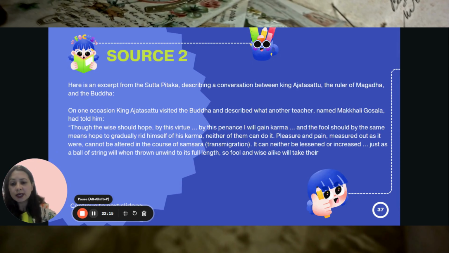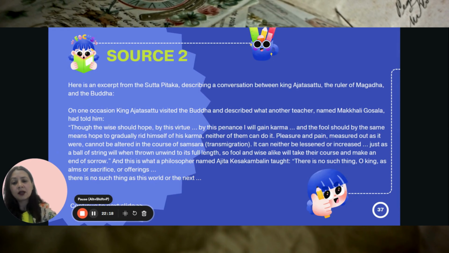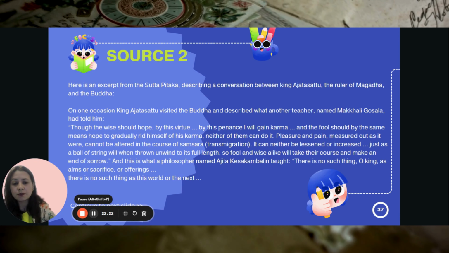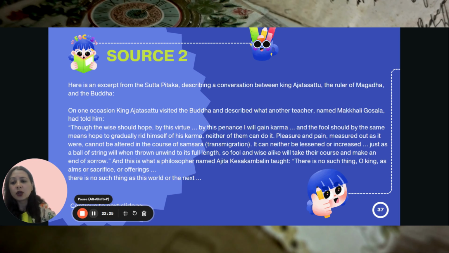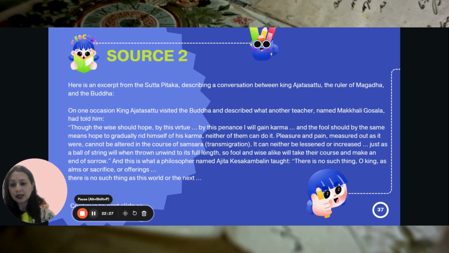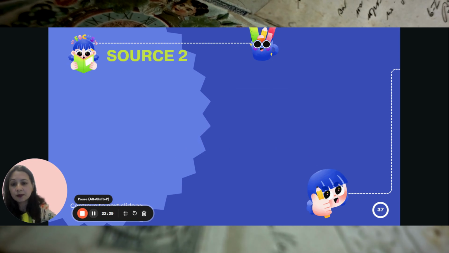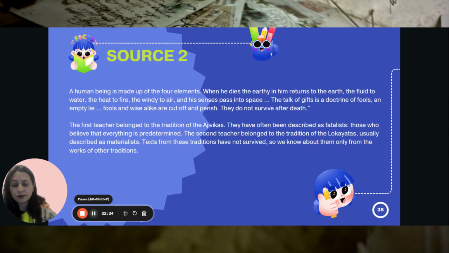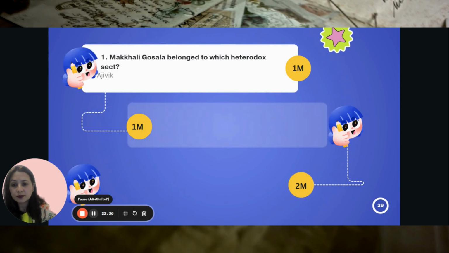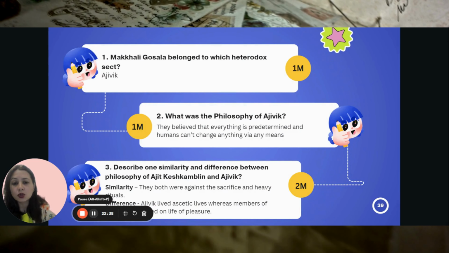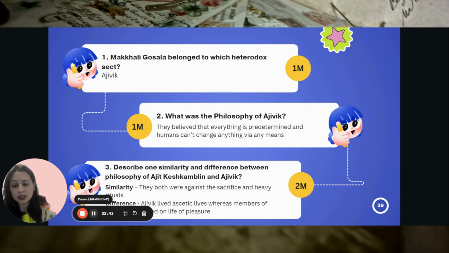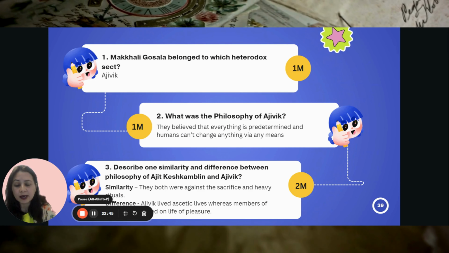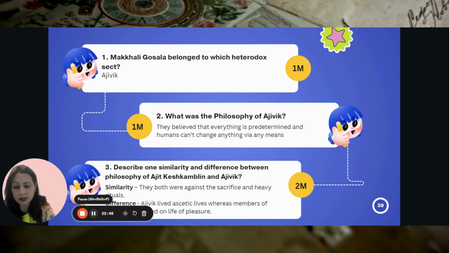Source number 2 is taken from the Sutta Pitaka, that is one of the Tripitaka of Buddhism. This is describing a conversation between King Ajatashatru, the ruler of Magadha, and the Buddha. So this is the complete source. Makkhali Gosala belonged to which heterodox sect? Ajivika. What was the philosophy of Ajivika? They believed that everything is predetermined and humans can't change anything by any means.